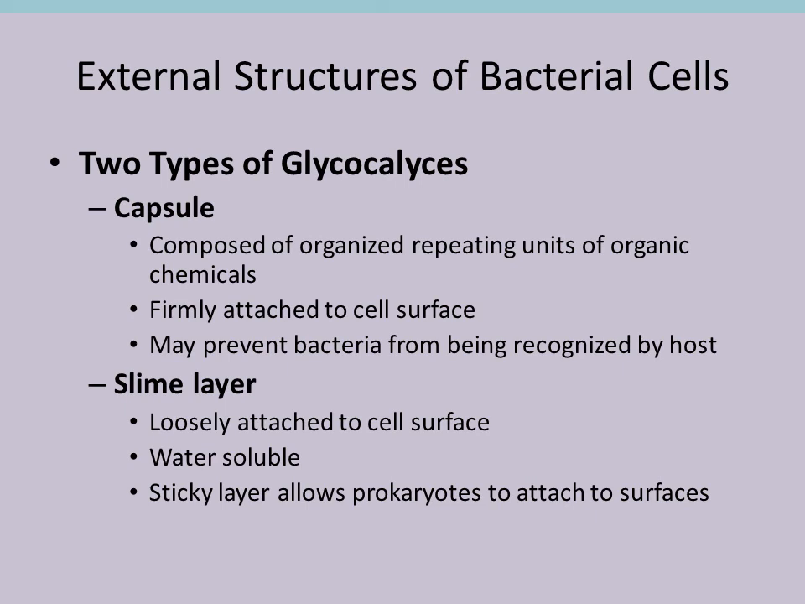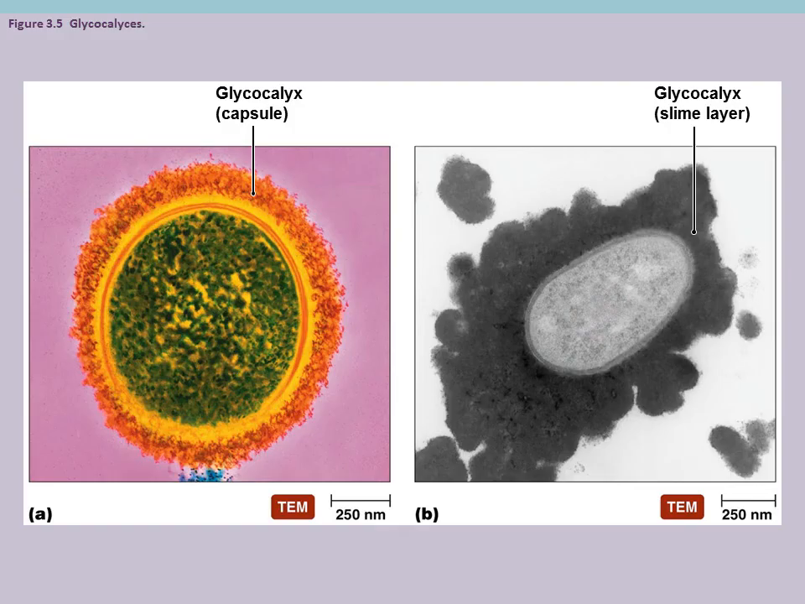The slime layer is very loosely attached to the cell surface, and it's going to be water soluble, so it can be easily removed. It helps to allow the prokaryotic cell to be able to attach and stick to surfaces. So this is a picture showing, picture A is a capsule, and B is the slime layer.